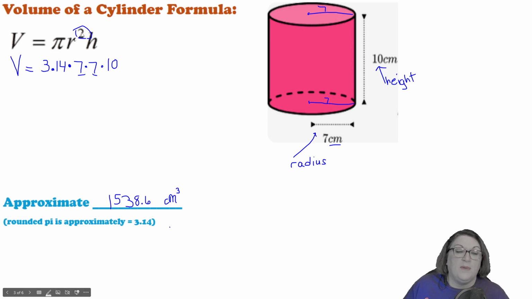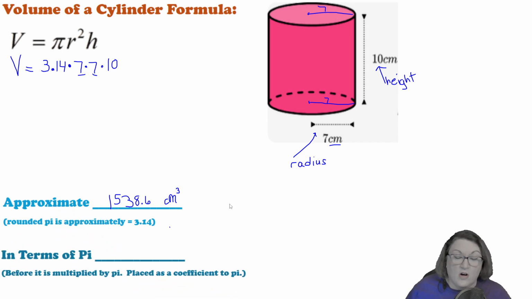Okay, because we were talking about varying solutions one day. Oops, that's not what I meant to do. I meant to erase all this. Okay. We're talking about a different type of way to write the solution to the volume, and that's called in terms of pi. In terms of pi is not an approximate value, it's more of an exact value, and here's why.